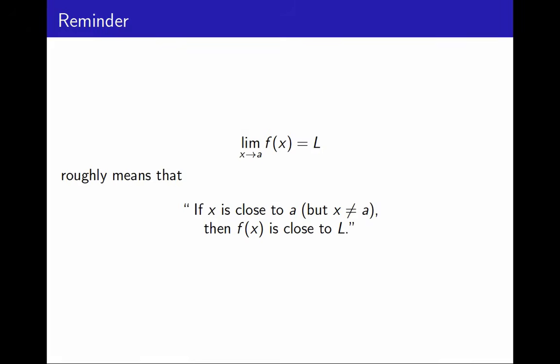As a reminder, when I say that limit as x approaches a of f of x equals L, what I roughly mean is that if x is close to a but not a, then f of x is close to L. And again, this is not a formal definition, we'll make this rigorous later. This is what I concluded in the first video that you should watch before this one. I'll put a link in the description. Let's try to use the same ideas in a couple of new cases.